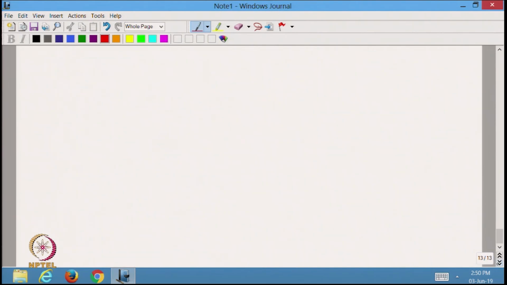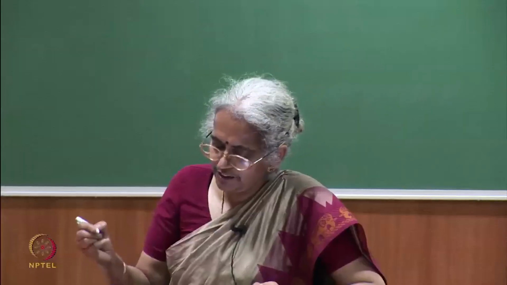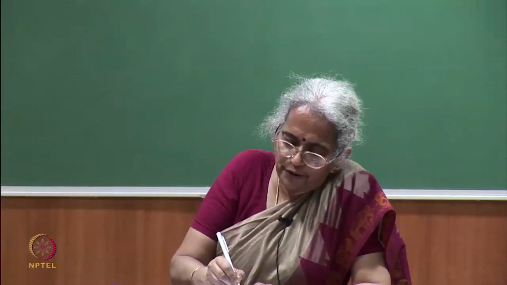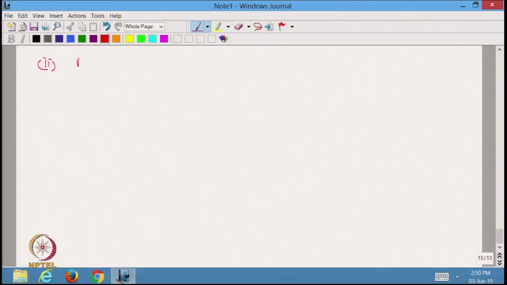Now, let us try to work out. So, from whatever we got, we can say E is 5980, delta is 5.03 degrees. So, these two have been solved. Now, let us try to go to point number 2, where the same 1 megawatt is delivered under motoring condition, under 0.8 power factor leading.